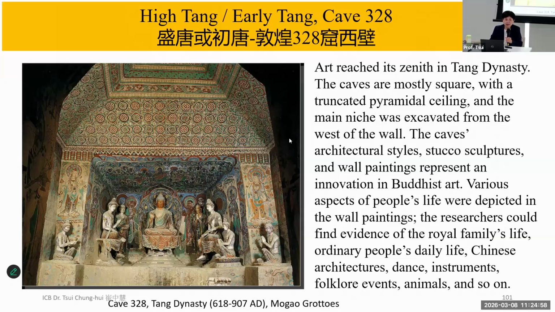So this is an early Tang or High Tang cave. Based on the west wall, we examine the sculpture. Except for the sculpture, do you notice that the ceiling inside the cave was also depicted with mural painting? So the artists and painters drew very detailed work in each part inside the cave.